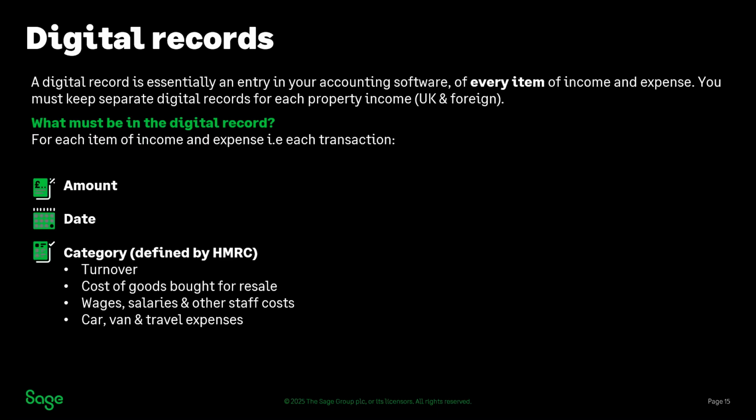So when it comes to processing in the software, you must enter all income and expenses. If you are a sole trader and a landlord, you must keep your property digital records separate from your business records. So when entering transactions, you must include the amount, the date, and the category. Now these categories are defined by HMRC, so it'll be the likes of turnover, cost of goods bought for resale, wages, salaries and other staff costs, car, van and travel expenses.